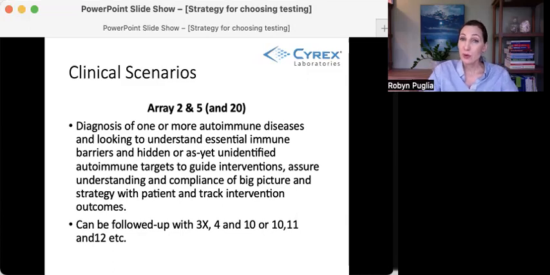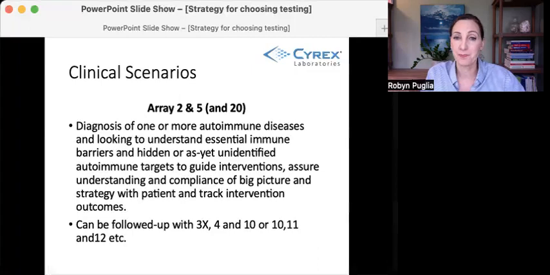So array 2 is our mucosal barrier. So it's looking at different mechanisms of gut permeability and also lipopolysaccharide antibodies. Array 5 is our multiple tissue-specific autoantibody panel, and array 20 is the blood-brain barrier. So it is a deeper assessment in somebody diagnosed with autoimmune disease.